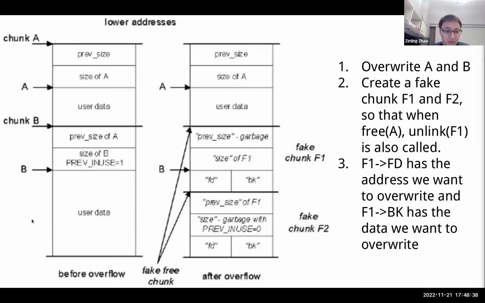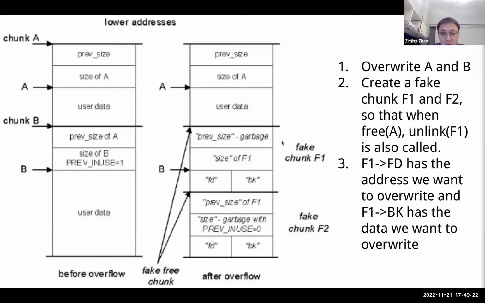So this is what it looks like before overflow. After overflow, we are going to create two fake chunks here. The reason we create fake chunks is we want to have our own forward and backward pointers. The forward pointer determines where we are going to do this arbitrary write, 12 bytes off. The backward pointer determines what we are going to overwrite. By combining them together, we can write to wherever we want.